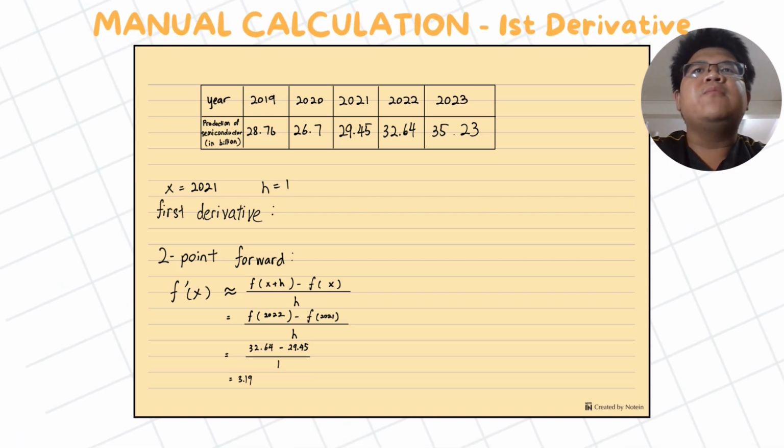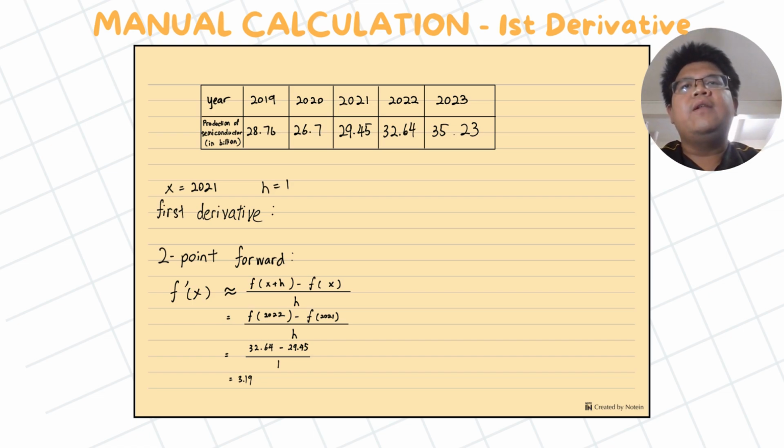Hello, my name is Mukiming, AE230074, and now I will present about the manual calculation of the first derivative. The first method we use is two-point forward, and the formula is f(x+h) minus f(x) over h, and the value for two-point forward we calculated is 3.19.